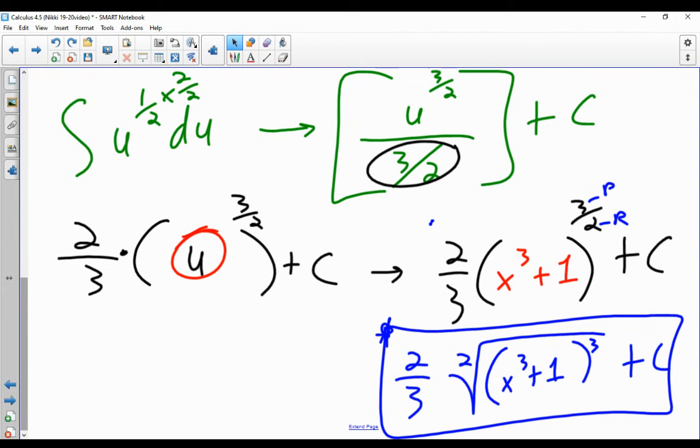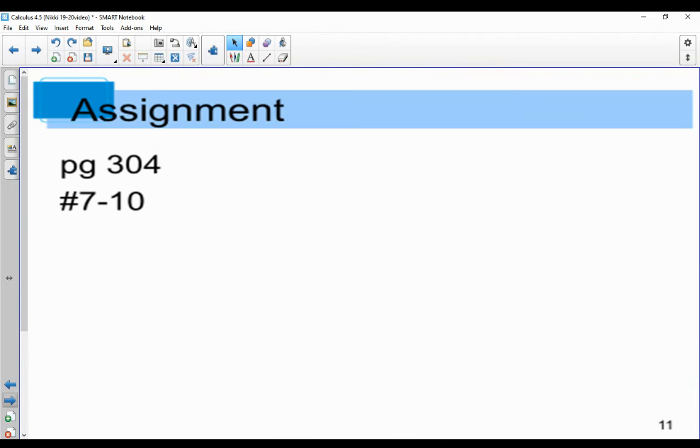All right, so that's the introduction to U substitution. Your first assignment is page 304, numbers 7 to 10.